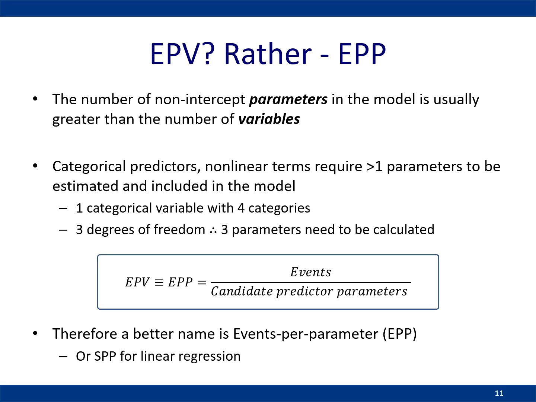Now, it's also important to note that in most cases, the number of predictor parameters we need to estimate in the model is greater than the number of variables. So for example, if we have a categorical variable with 4 categories, then we have 3 degrees of freedom and therefore 3 parameters that need to be calculated. And therefore, a more accurate name would rather be EPP, so events per parameter, or subjects per parameter if we're talking about linear regression.